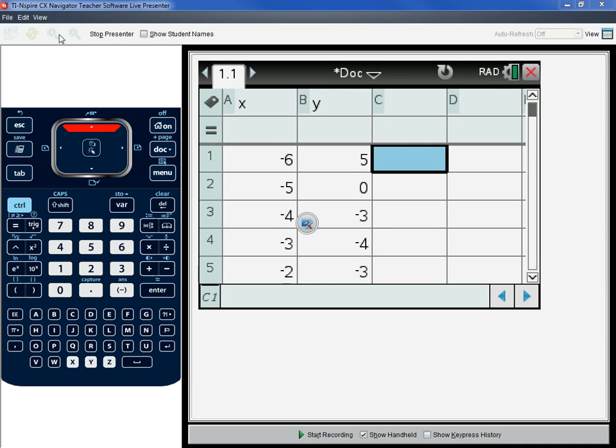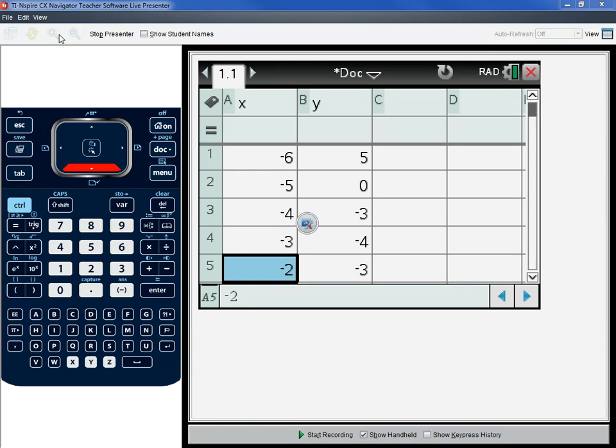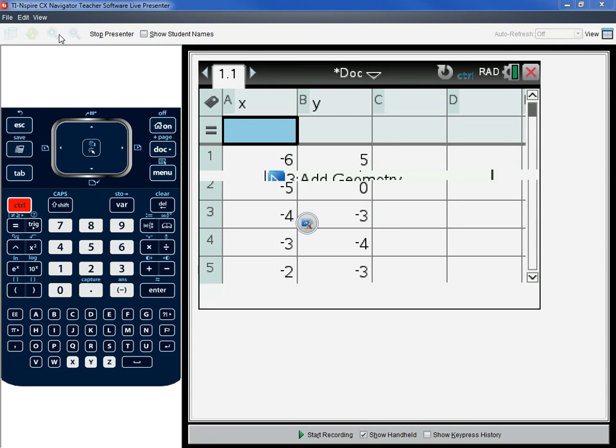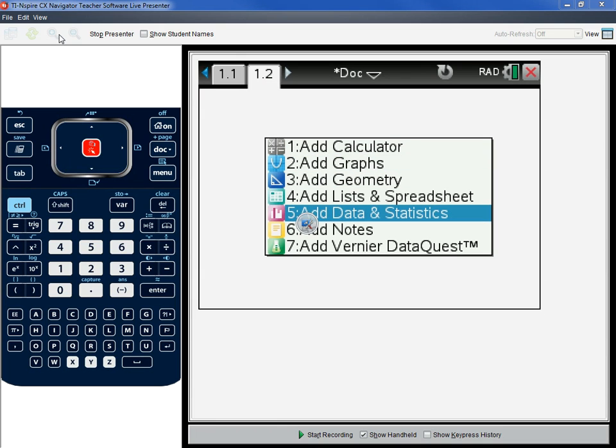And like to double check, make sure I put that stuff in right. Negative 6, 5, negative 5, 0, negative 4, negative 3, negative 3, negative 4, negative 2, negative 3, negative 1, 0, and 0, 5. Okay, now I'm going to add a page for data and statistics.